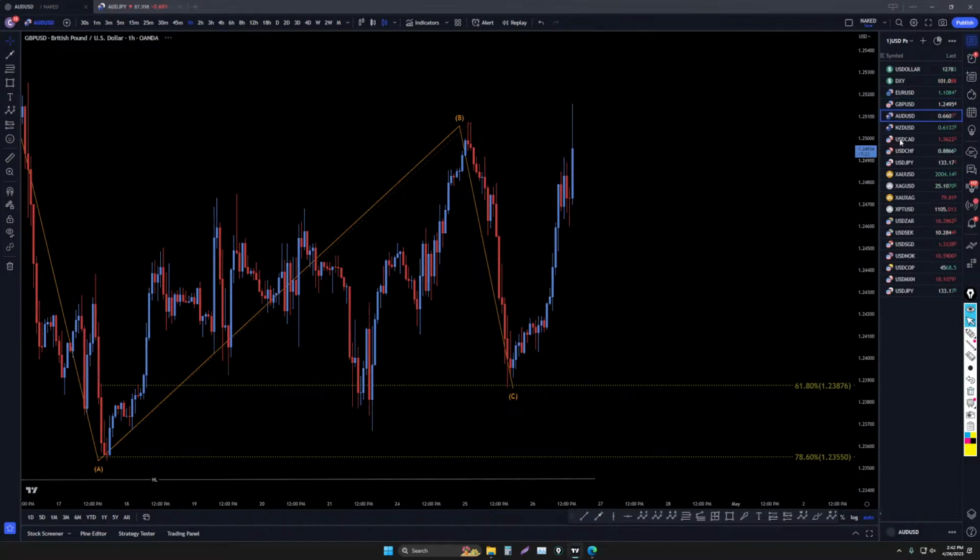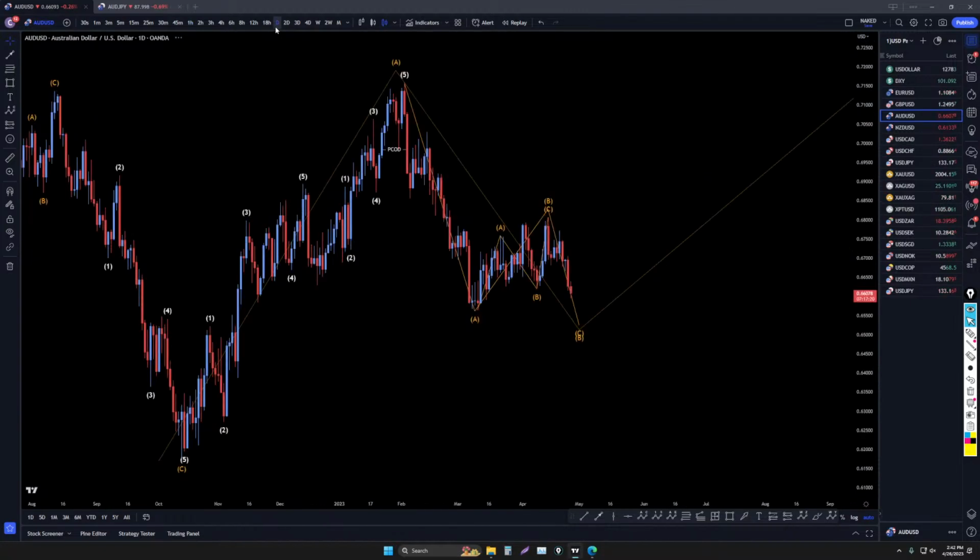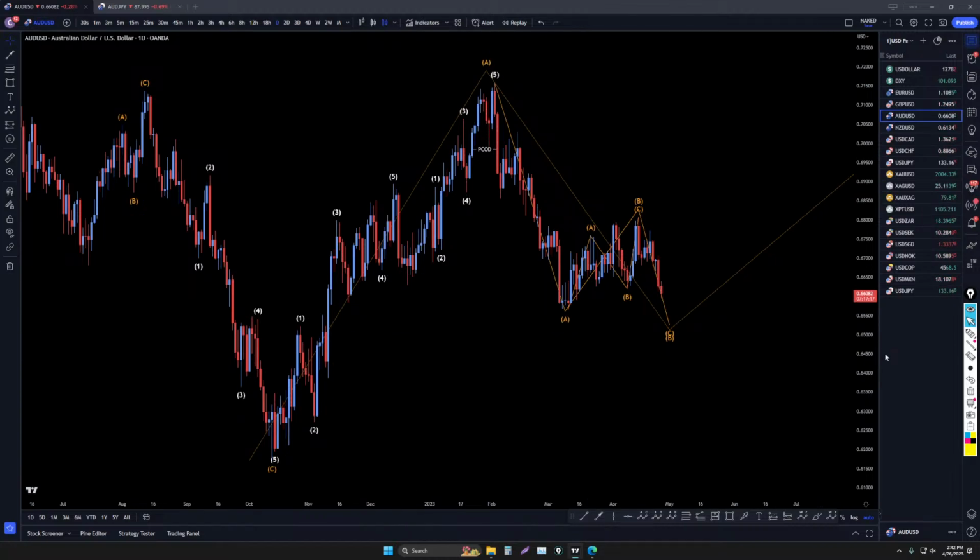So let's go check out the Aussie dollar, which has actually been quite a bit different because of the Aussie weakness. As you can see, it's almost a totally different pattern on the Aussie and the Kiwi. And originally I was thinking that this was actually a complete ABC down, but obviously that's not what happened, because this is definitely a downtrend, wave A.